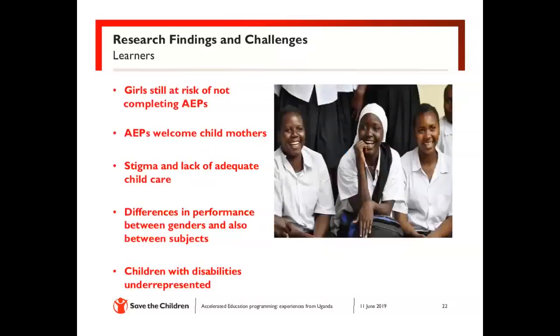So within AEPs, as well as in the formal primary education system, school dropout is still very high, especially for girls. We saw this evidence in the research done here as well, indicating a higher dropout rate for girls within AEPs than for boys. Some of the significant barriers to school attendance and retention were in fact teenage pregnancy as one of the factors.